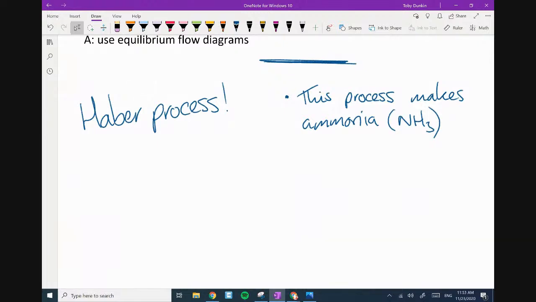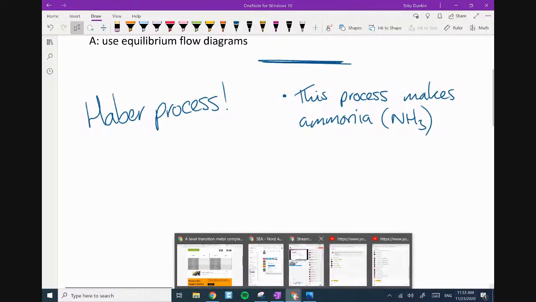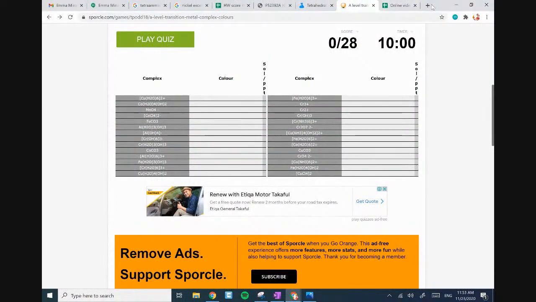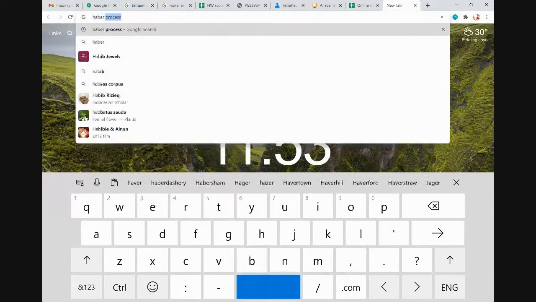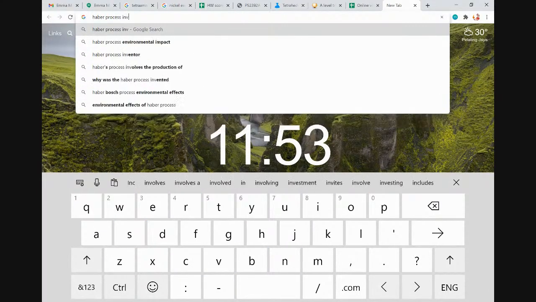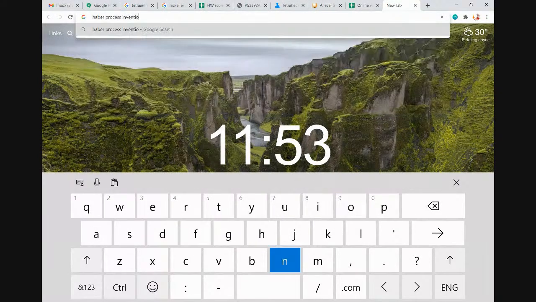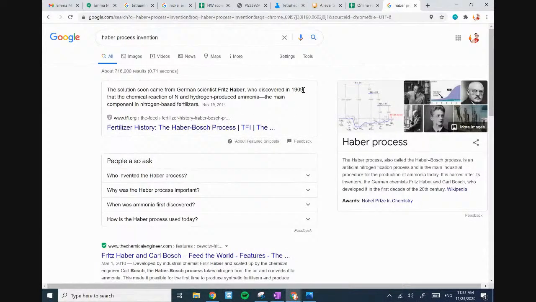So the Haber process is the first one, developed by Fritz Haber. I'd love to know the year. It's around about 1917, I believe. Somewhere around then. I'm going to have to Google that now. Haber process invention. Year 1909. Look at that. Wowzer. 1909. Long time ago.